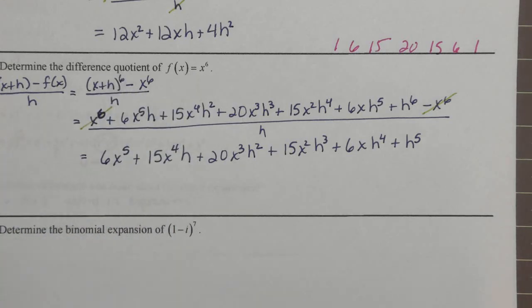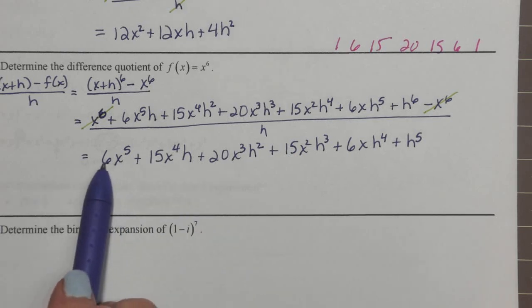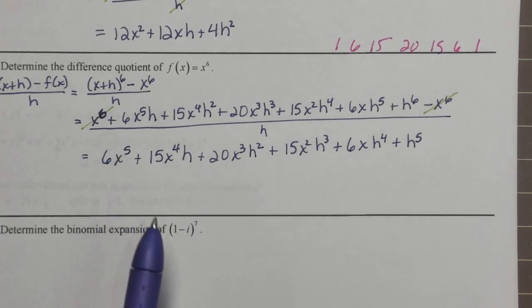As h goes to 0, if we take the limit of this as h goes to 0, we would just get 6x to the 5th.